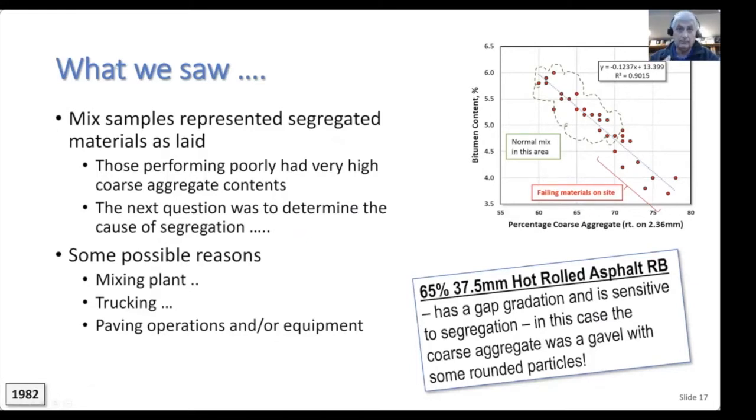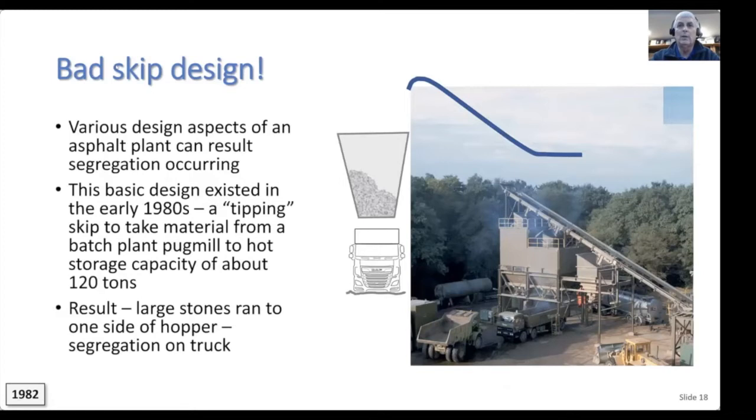And some possible reasons, we had to go and figure out why this was segregating. This has a gap grading. It's a very sensitive mix to segregation, gravel, some rounded particles. So we looked at the various aspects, and it came back to a bad skip design. And this is the plant that was being used, and when you mix the material in the pug mill, it dropped into a skip, and this skip trundled up a conveyor, which you can see in the picture there. And as it got to the top, it basically tipped over and dropped the material in.